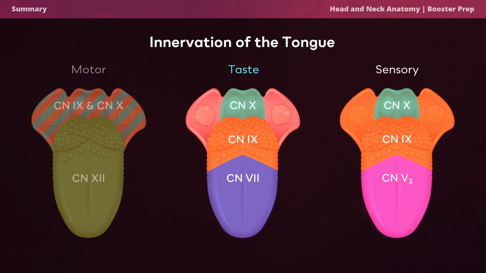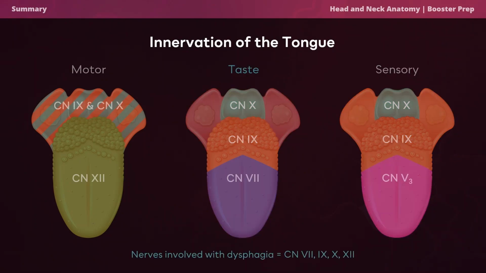Nerves involved in dysphagia include cranial nerve 7, which is facial, 9, which is glossopharyngeal, 10, which is vagus, and 12, which is hypoglossal, as they control the muscles responsible for swallowing and coordinating oral, pharyngeal, and esophageal phases.